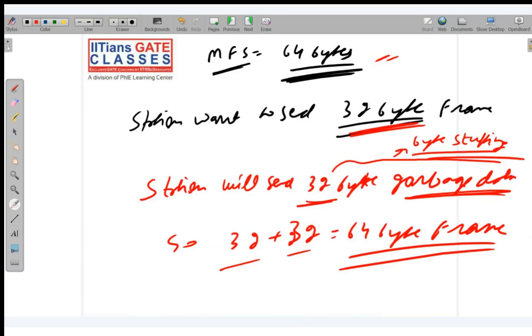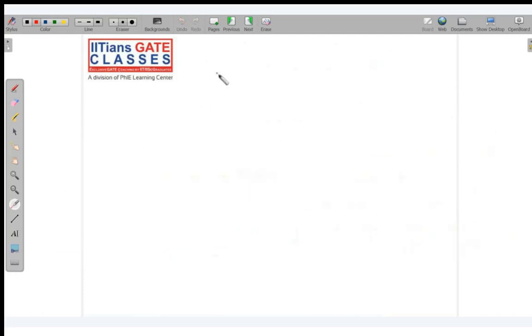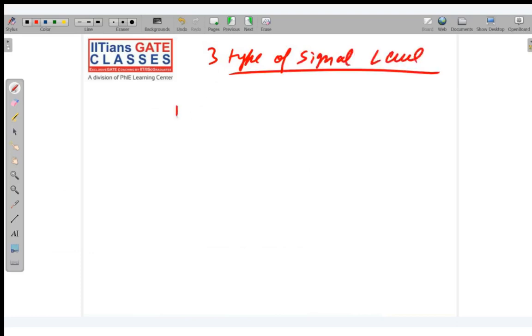Okay, so now we have almost completed this protocol, but you might say, sir, you didn't tell about how to detect the collision and so on. So let me tell you that briefly. There are three types of signal level. One is zero level. Zero level means the channel is idle.